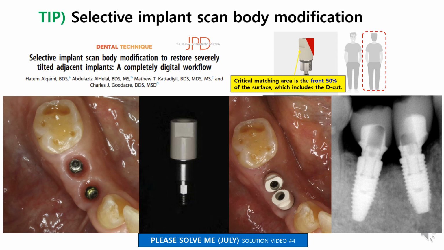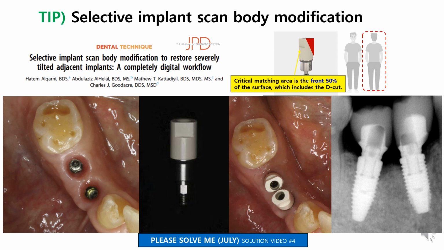The article includes a picture showing a manual modification of the back part of the scan body. You might worry that such manual modifications could compromise accuracy, but the critical matching area is the front 50% of the surface, which includes the D-cut. Therefore, the back part is not relevant.